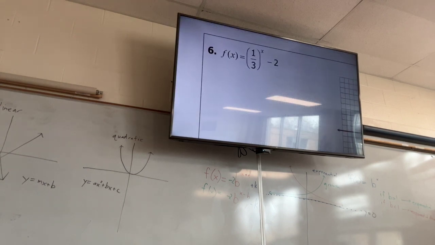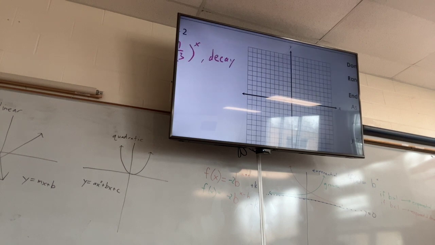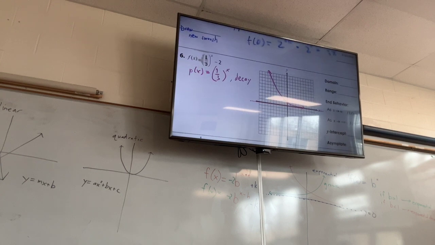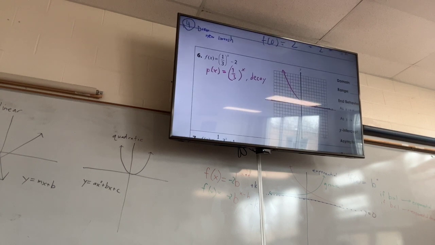So 6, what's the parent graph? 1/3 of the x, right? Is that a growth or decay? Okay. So let's plot that parent graph, okay? So I'm going to plot 0, 1, 1 comma 1/3. I'm doing that kind of fast just in the interest of time. Plot the asymptote. Graph, okay? And then what are my transformations going to be?